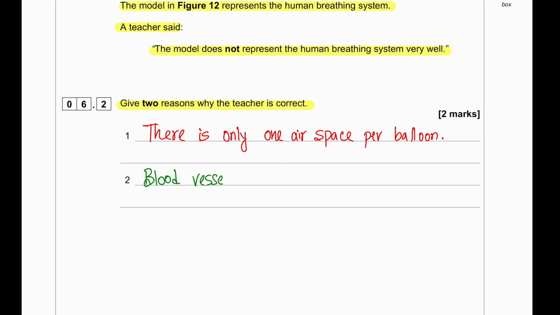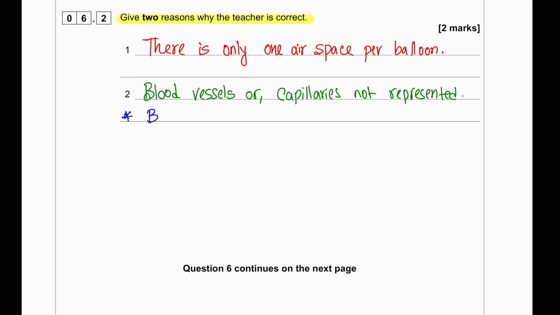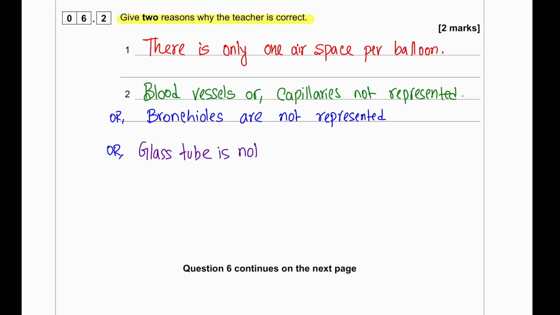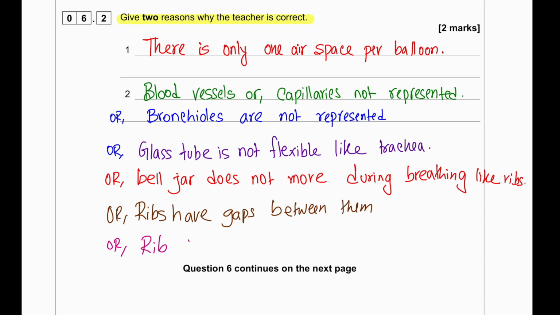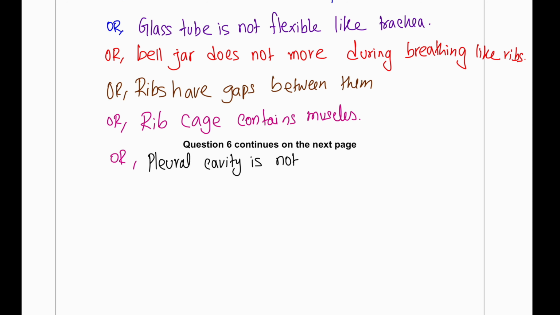Blood vessels or capillaries are not represented as well. Bronchioles are not represented in the diagram. The glass tubes are not flexible like the trachea. The bell jar does not move during breathing like the ribs. The ribs have gaps between them which the bell jar doesn't have. The rib cage contains muscles which the bell jar doesn't have, and the pleural cavity is not represented in this particular diagram. So guys, only 2 points will be needed to score this mark. However, I'm going to give you all of the points. You can choose any one that you want to write.